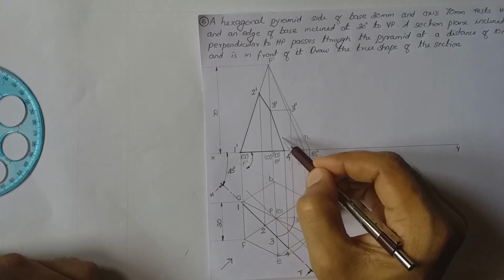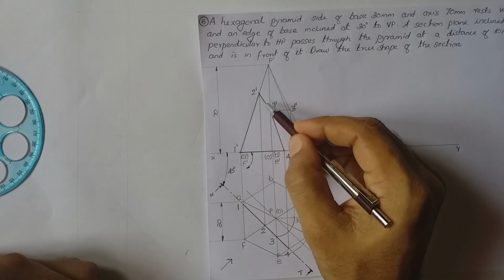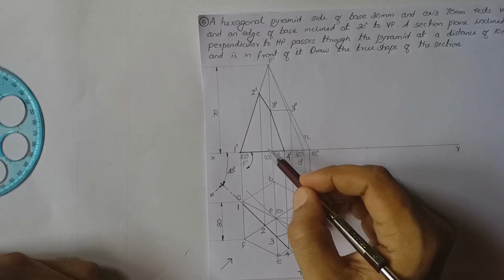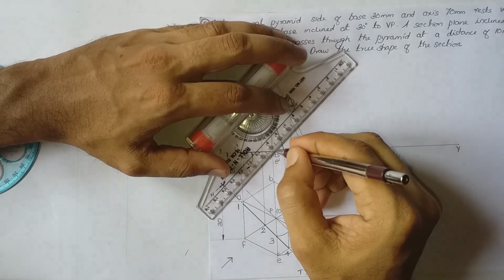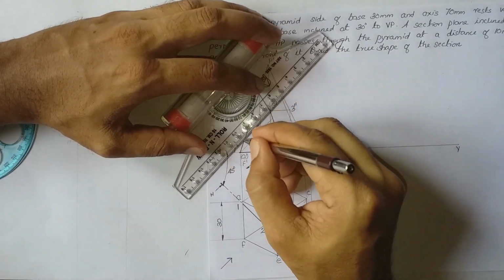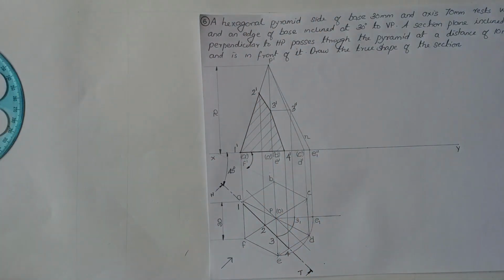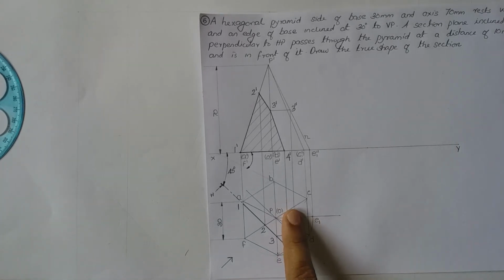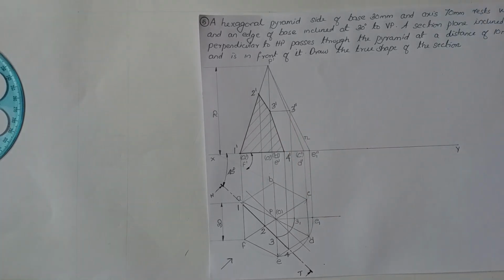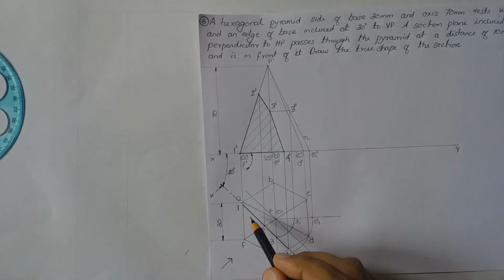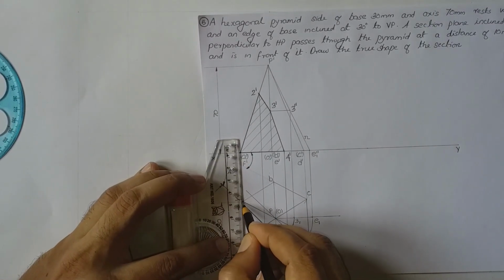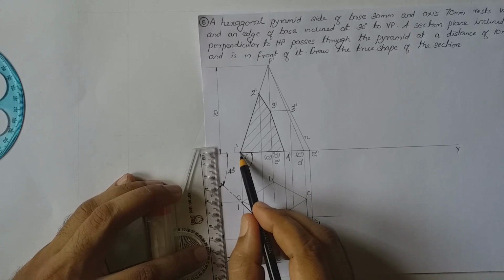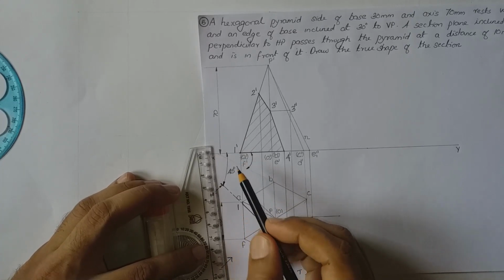We shall hatch the inside region using hatching lines, which are thin lines and which are inclined at an angle of 45 degrees with respect to the XY line. After drawing the hatching lines, the next procedure is to draw the remaining portion in the top view and the remaining portion in the front view. So in the base, 1A is remaining. So let us draw it as a thick line. 1A. Here 1A is already there as a point, so we need not draw it.